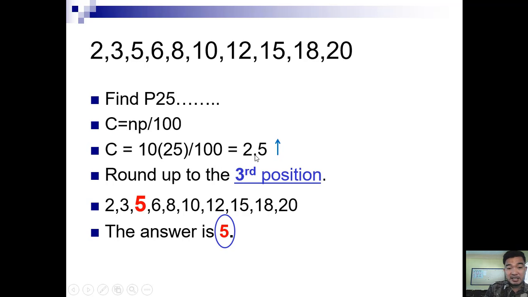Ayan, nakita nyo decimal siya, no? 2.5, anong gagawin? We round it up. 2.5 will become 3. So that's the third position. What is the third position here? 1, 2, 3. So that is equal to 5. Meaning the 25th percentile is equal to 5. Ganun lang din siya kasimple, no? Yung pag-solve natin ng percentile.